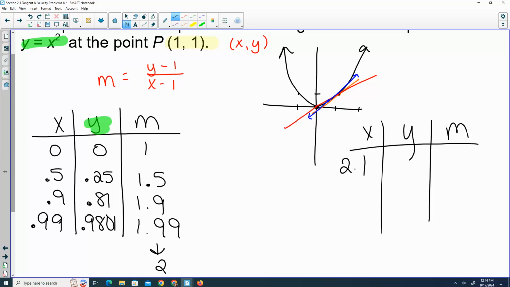Alright, so then you have to do your 2.1 squared. Does everyone know why I'm squaring that? Yeah, just because the equation is y equals x squared. So I'm getting the point on my actual parabola. And then I'm using those 2 points for my slope. So y2 minus y1 over x2 minus x1. And I get a slope of 3.1.